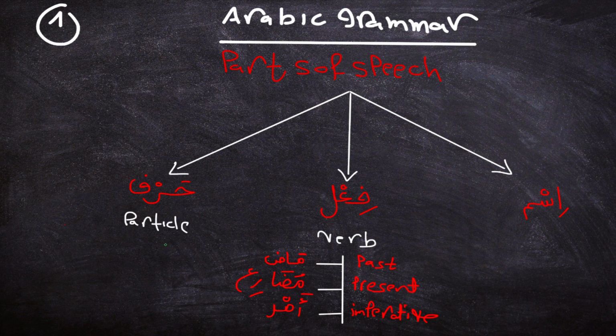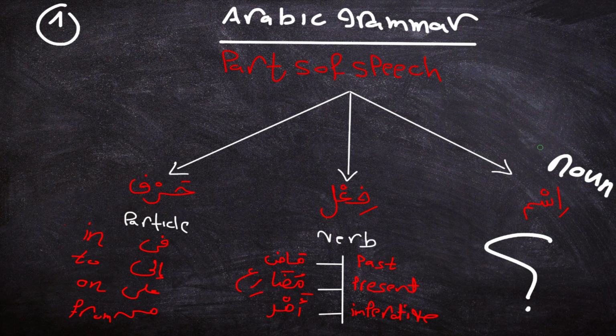When you come to the particle or harf, harf is like words like in, on, from, at. There is no confusion about that. Our main concern in this episode and in the upcoming few episodes is ism. Some people think or say it's the noun, and this is completely wrong. Noun is part of the ism. Ism is the main category, and then noun is under this category.